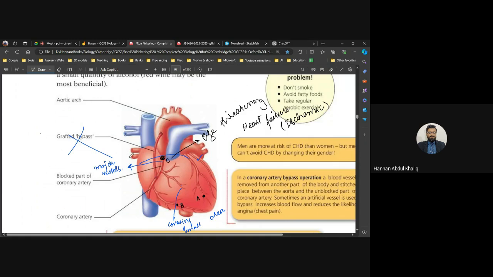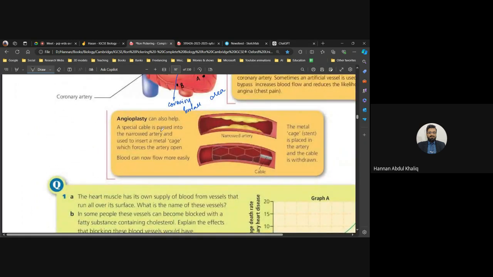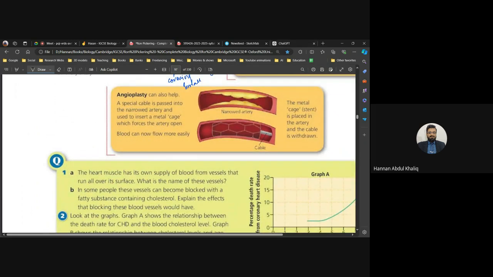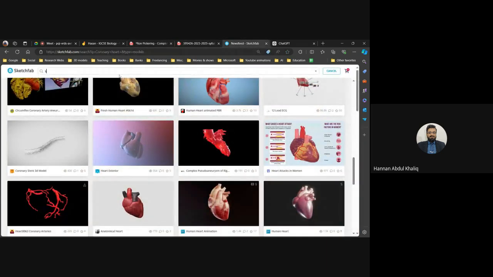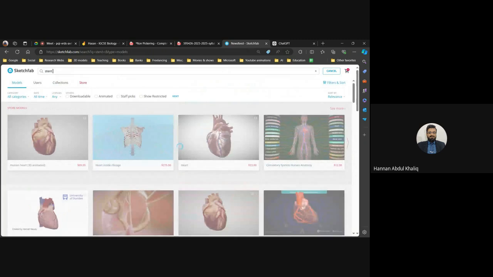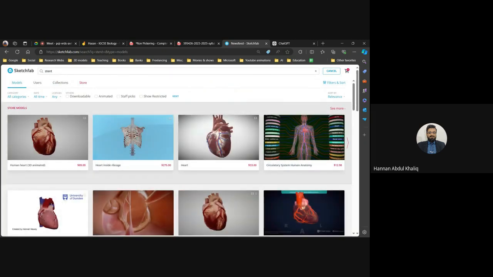But if there is a chance to place the stent, then we just puncture the skin, go into the main artery, and with something like an endoscopy, we go there and place the stent at the place of the clot. So the stent would cover the clot, and it would let the blood flow go smooth.